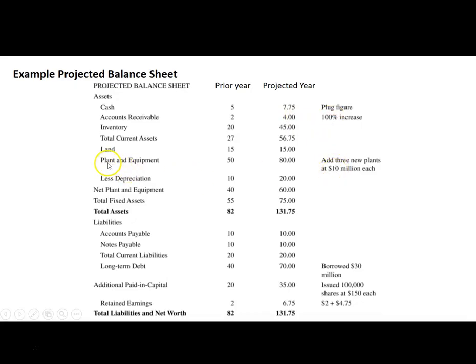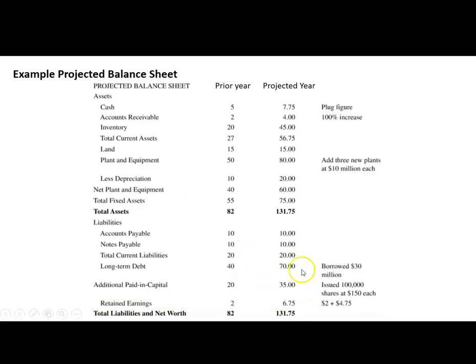Right, so in this example, plant and equipment went up considerably. Why did it go up so much? Well, one of the strategies this firm put in place is they wanted to add 3 new plants. Each of them cost $10 million. So 3 times 10 is 30. 50 plus 30 equals 80. So a really nice description of why that account changed as much as it did.